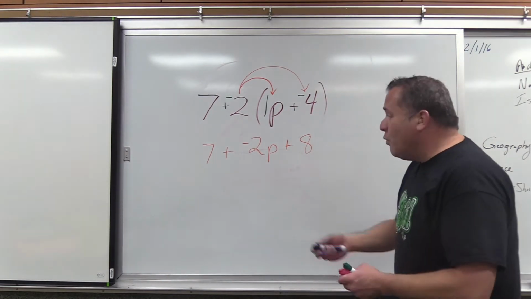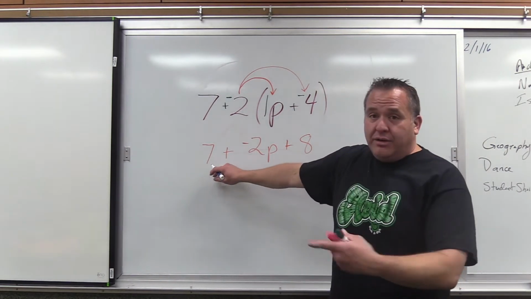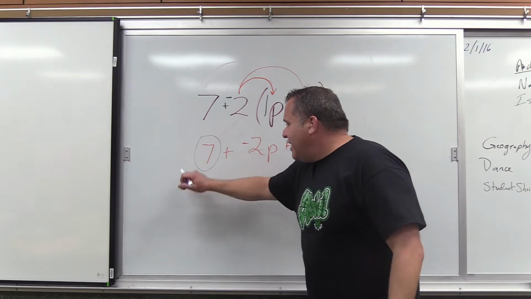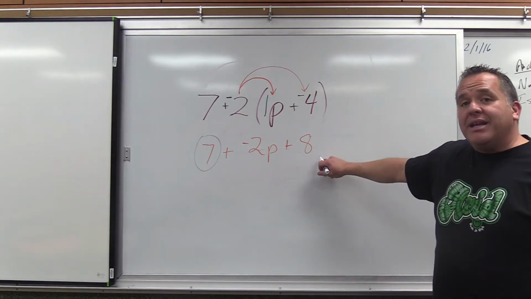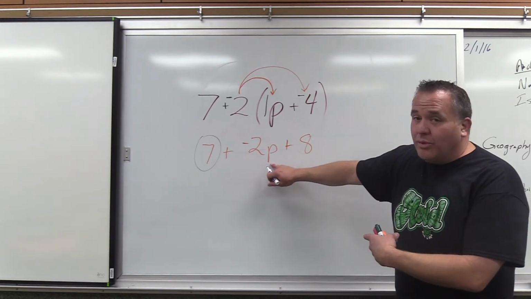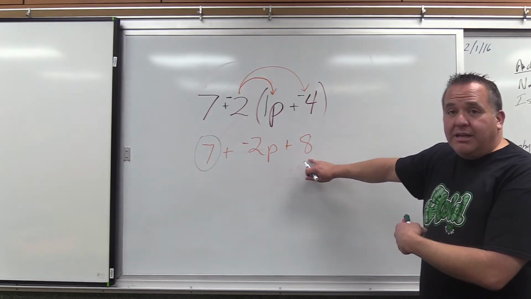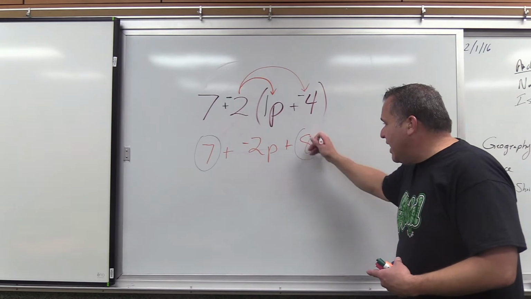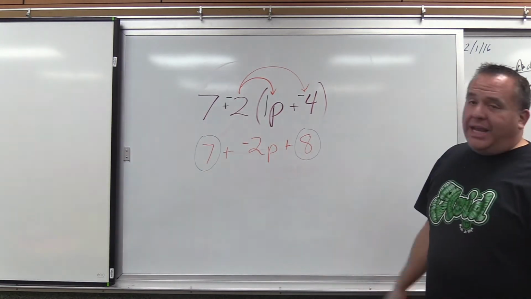So what I'm going to do is look for the 7 right here. See it? Do I have any other terms here that does not have a variable? The negative 2 got the p, so nope, can't pick that one. But look at the 8. We can pick that one. So I'm going to circle that one. So we look, 7 plus 8.